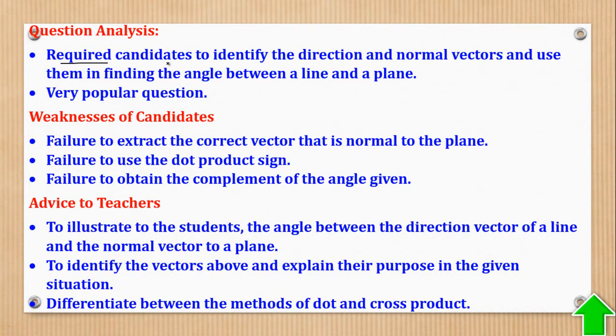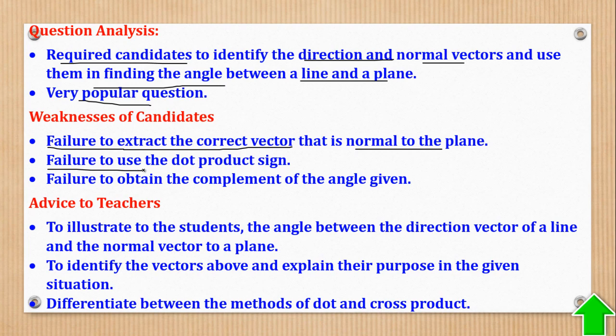Question analysis. The question required candidates to identify the direction and normal vectors and use them to find the angle between the line and the plane. Very popular question. Weakness was failure to extract the correct vector that is normal to the plane. So normal vector are the coefficients of x, y, and z. Failure to use the dot product sign.